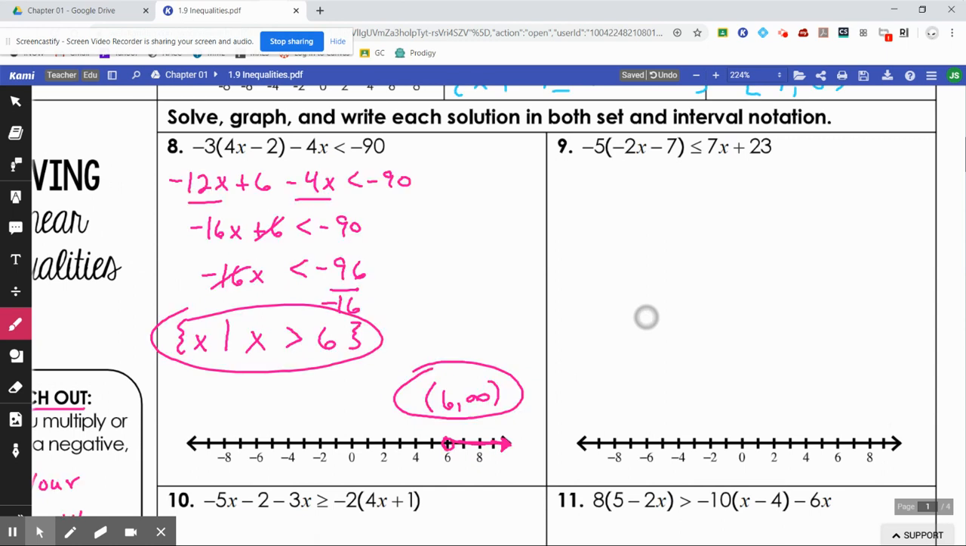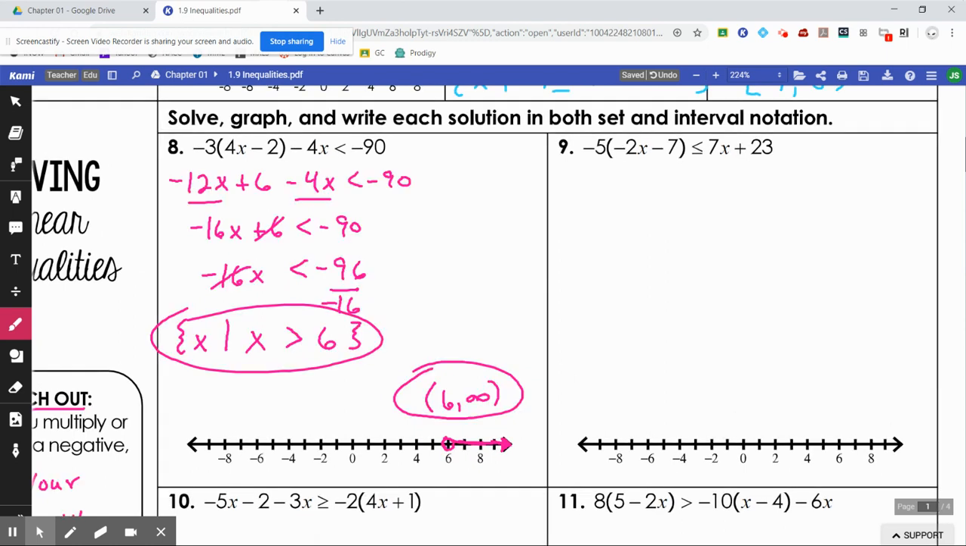Okay, number 9. Zoom in a little bit. Distributive property, multiply everything by -5. That'd be 10x plus 35 is less than or equal to 7x plus 23. Move all your x's to the same side. Subtract 7x gives you 3x. Bring down your symbol. Subtract 35 gives you a -12. Here you're dividing by 3. Since 3 is not a negative, do not flip your symbol. X is less than or equal to -4.